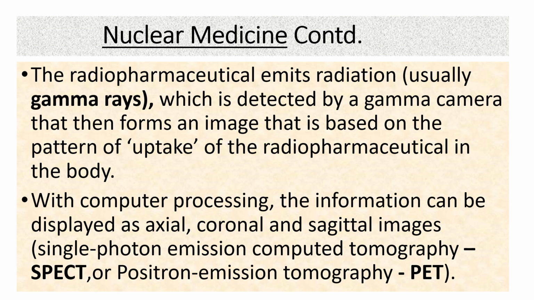The radiopharmaceutical emits radiation, usually gamma rays, which is detected by a gamma camera that then forms an image based on the pattern of uptake of the radiopharmaceutical in the body. With computer processing, the information can be displayed as axial, coronal, and sagittal images, and is called single photon emission computed tomography, SPECT, or positron emission tomography, PET.